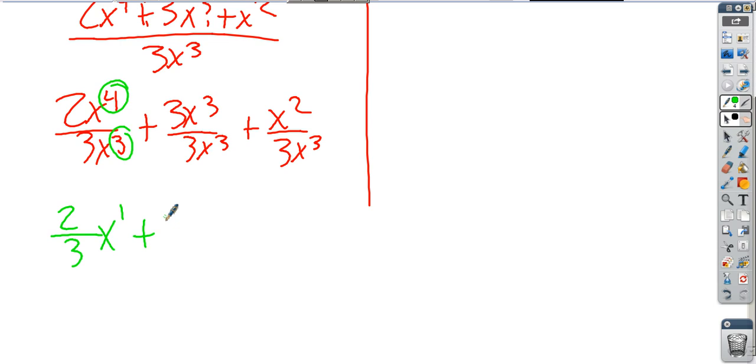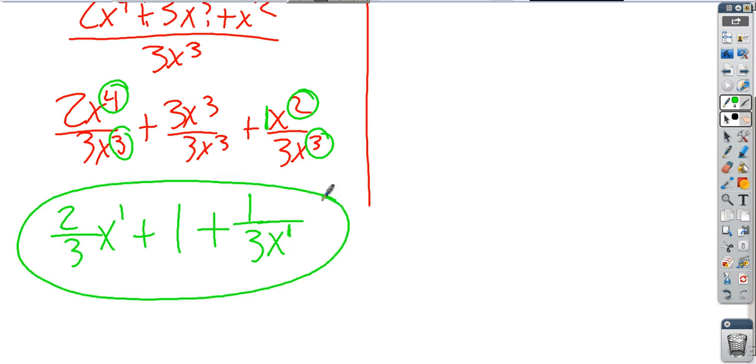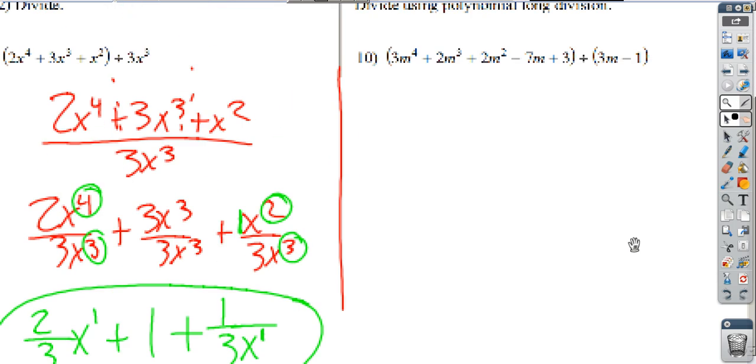This is 3x cubed divided by itself, that's just 1. And then here, that's a 1x squared, so our fraction is going to be 1/3. And then we do 2 minus 3, we get x to the negative 1. Remember, having a negative exponent, that's the same as flipping it to the bottom of the fraction. So now it's on the bottom, and it becomes positive. And that is our simplified answer right there.